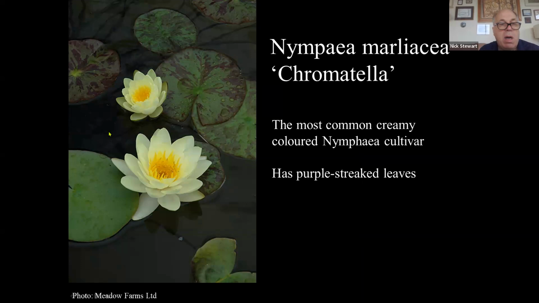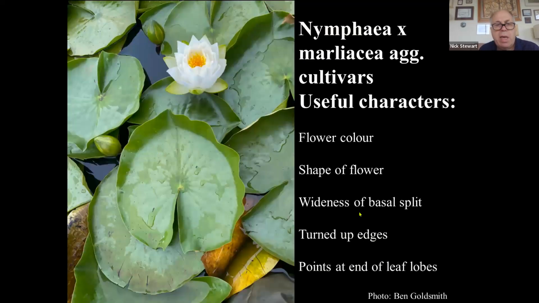Now, probably the most common creamy coloured cultivar that grows in large lakes is Nymphaea Marliaceae chromatella. It's not so obvious in this picture, but it has a distinct yellowish or creamy tint to the flowers, and the leaves are quite obviously streaked with purple. And that seems to be the most common cultivar that has the creamy flowers. The pinky flowers and white flowers are a bit more complicated. There are obviously several of these, but I suspect not many. So it's probably something that could be quite easily tackled if you have an interest in these.